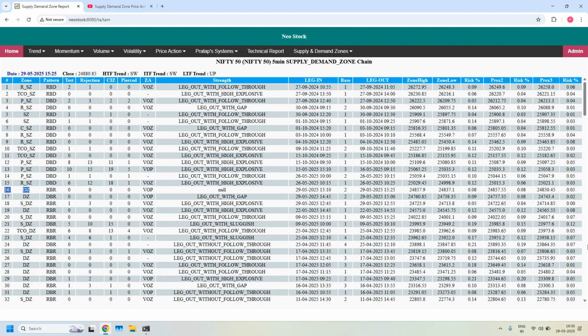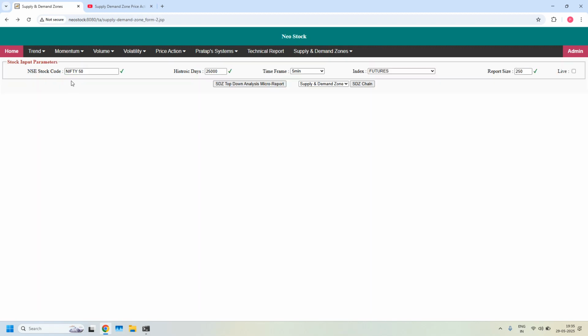Okay, this is a Nifty supply demand zone chain report. Next, I will generate the Bank Nifty supply demand zone chain. So I am going back, changing the name to Nifty Bank. Remember, all these are equity charts. So I am generating a monthly supply demand zone chain for Bank Nifty.